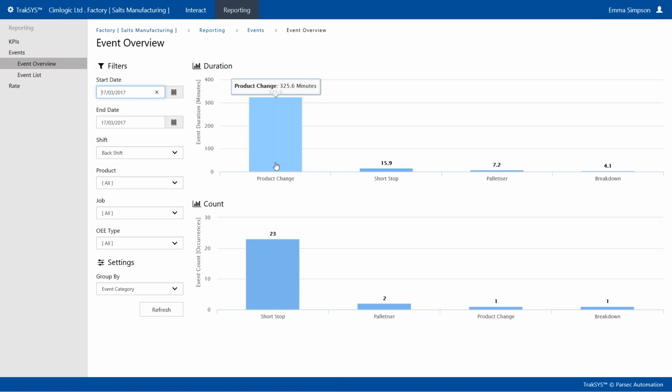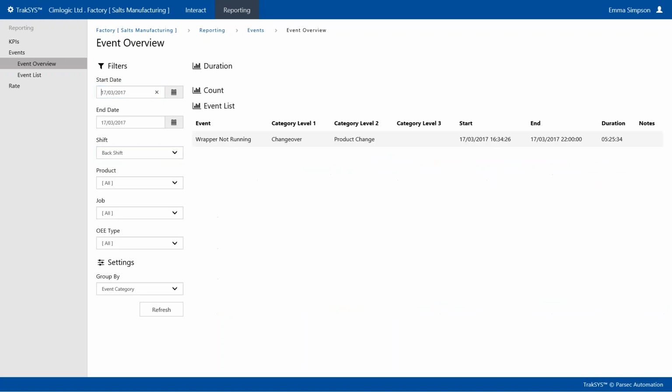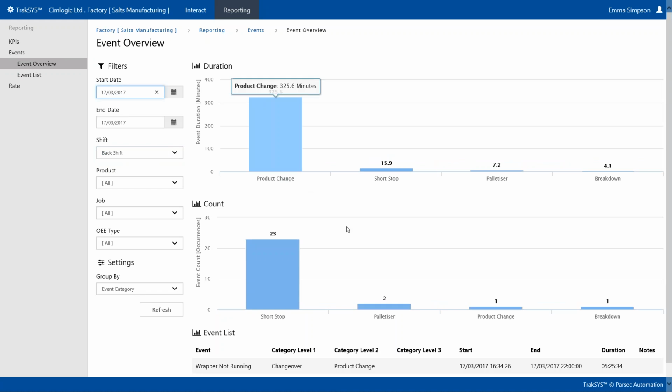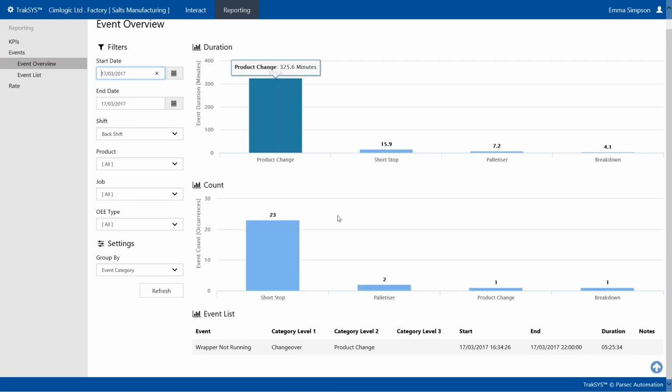So the product change happened during this period, and if we click on that event, on that bar, product change, we have the detail here. It was a changeover that happened from 4:34 till 22. So it's 5 and a half hours for a product change on that line. That seems like a lot to me. But anyway, the shift ended and he left with a new product for the next shift.